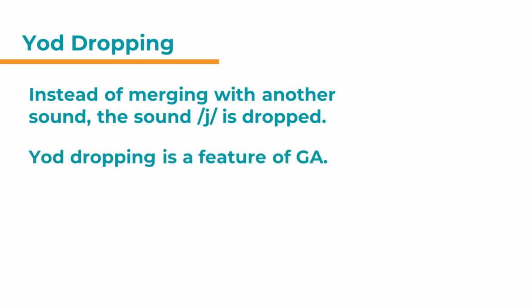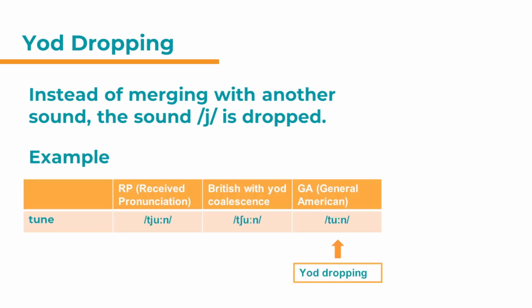Yod dropping is really a feature of general American pronunciation, or in general, you will hear it a lot more in American English, not so much in British English. So let's have a look at an example so you can see what this means.